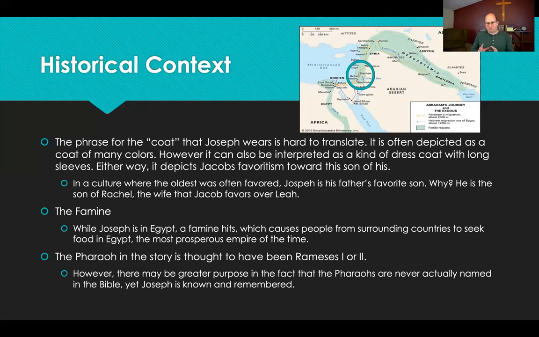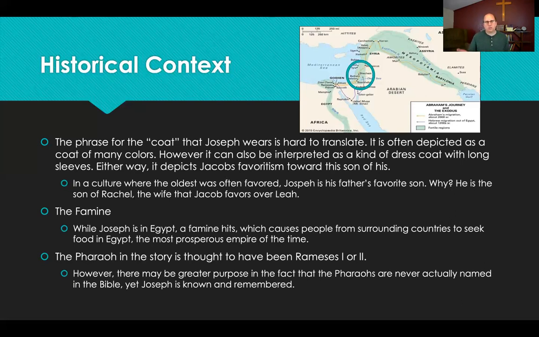And in a culture where most often the oldest son is favored, right? The oldest son gets the inheritance. The oldest son carries on the family name first, is the first probably to get married, and gets the greatest share of the family wealth. Jacob doesn't favor his oldest son like Isaac did. He favors his youngest and second youngest. Benjamin will be born after Joseph, but he favors his youngest at the time.